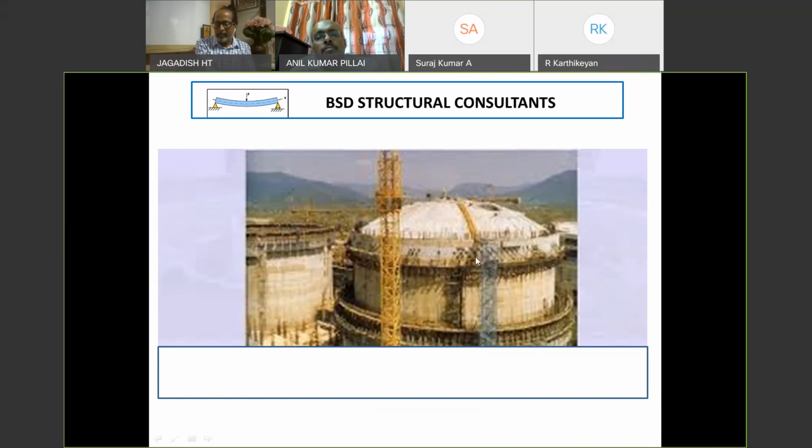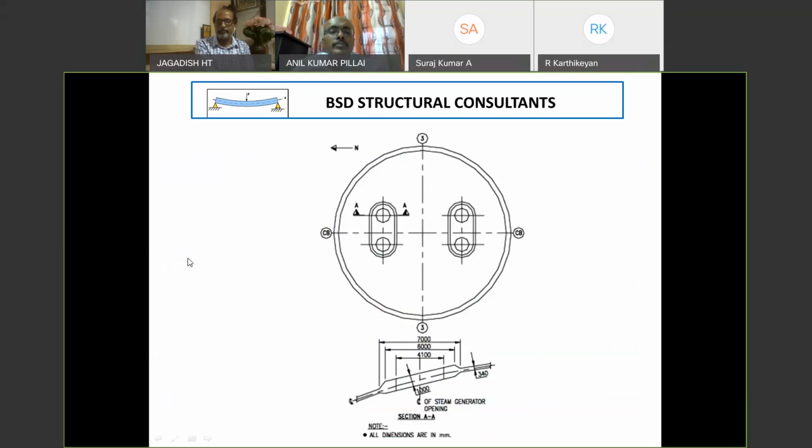These are ring beam anchorages, what I told you. Some cracks occurred around the ring beam anchorages. But the top surface of the dome was intact, nothing happened. The lower portion got delaminated. Let us go to the technical things.